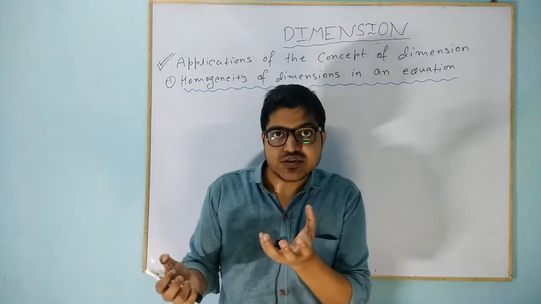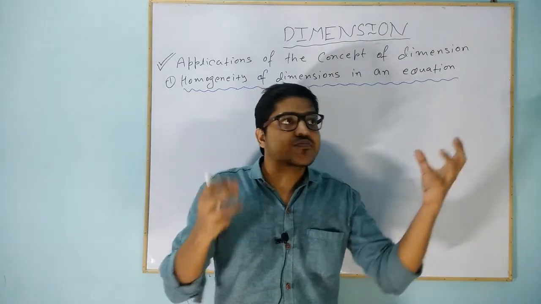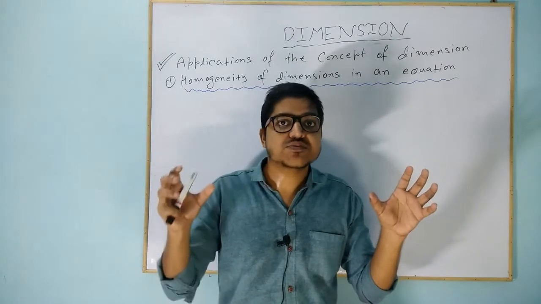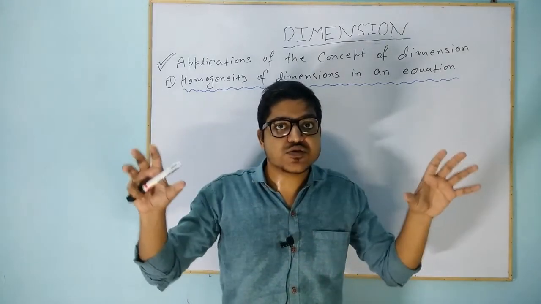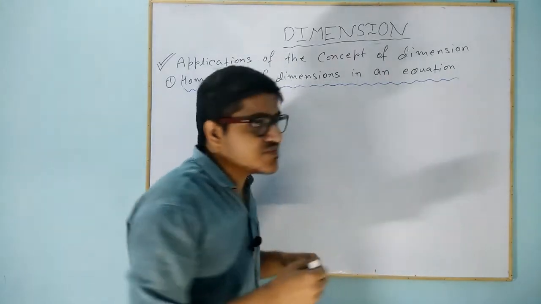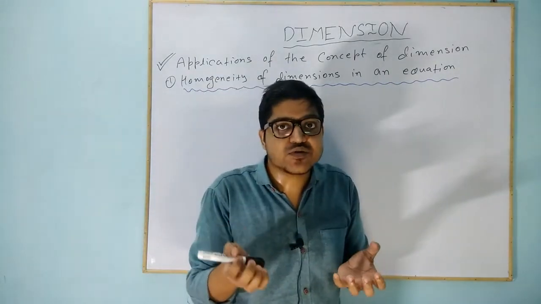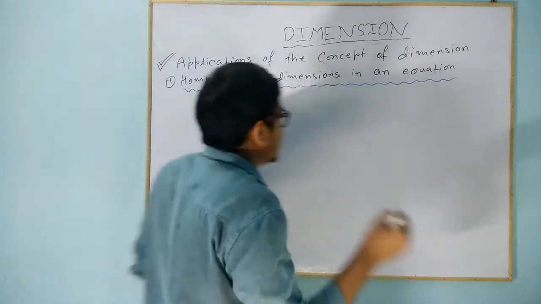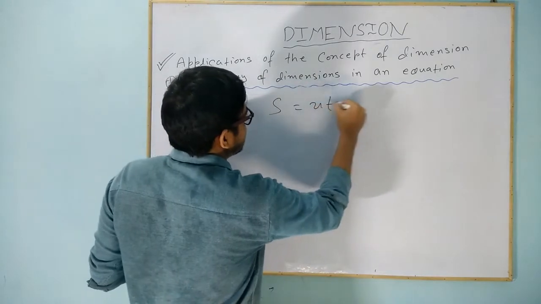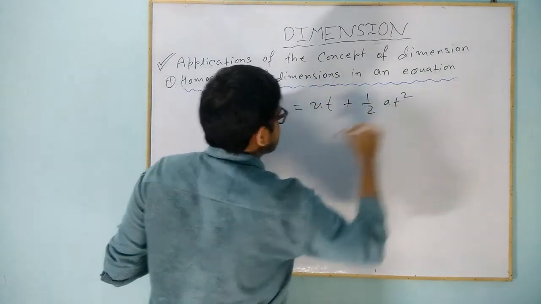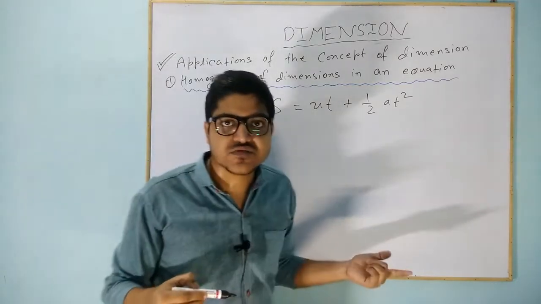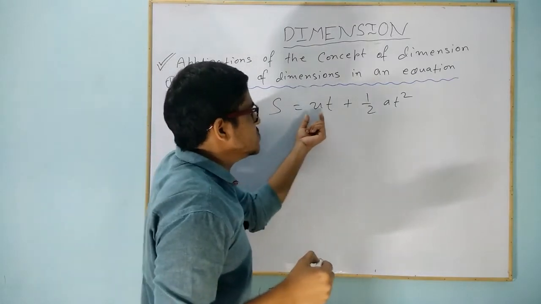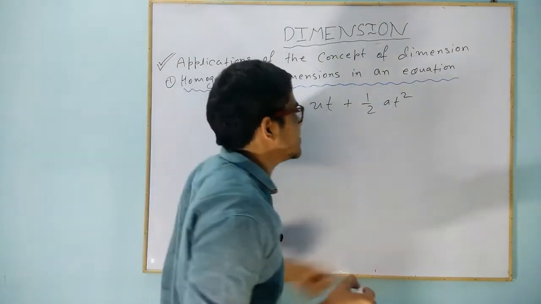So in any equation, if a number of terms are being added or subtracted, then the dimension of each term must be the same for that given equation to be dimensionally correct. Term means every entity appearing in an equation that is being added or subtracted to some other entity. Like we have S is equals to ut plus half at square. This is the equation of motion for one dimension with constant acceleration. Here S is distance, u speed, acceleration a, t time.